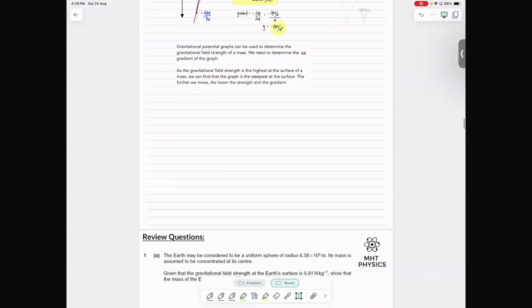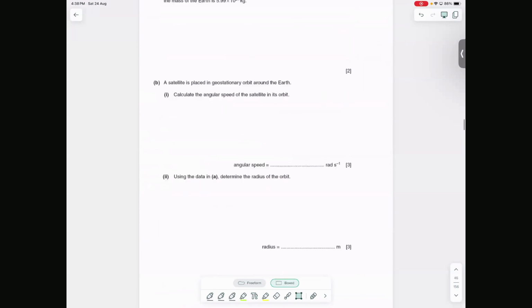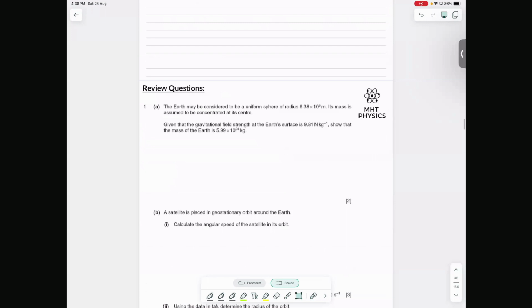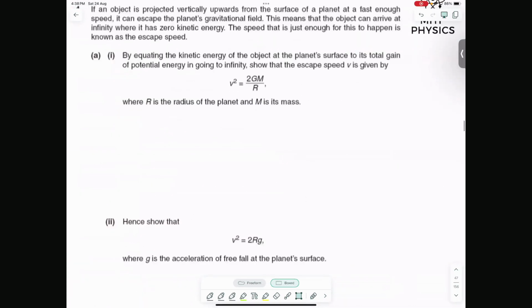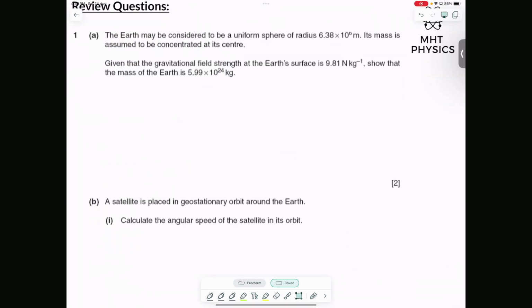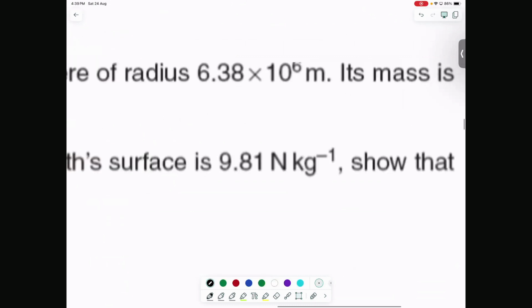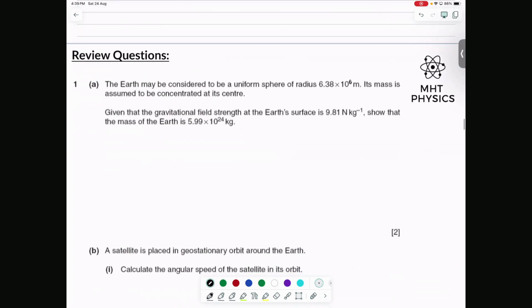Okay, let's move on. Can you go to page number 4, review questions? So we'll solve a few questions here. It says that the Earth may be considered to be a uniform sphere of radius, the value here is 6, okay? And its mass is assumed to be concentrated at the center. Given the gravitational field strength of Earth is 9.81, show that the mass of the Earth is 5.99 × 10^24 kilograms.